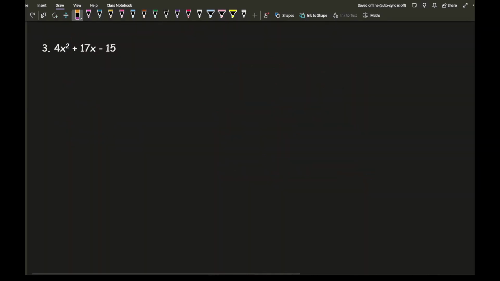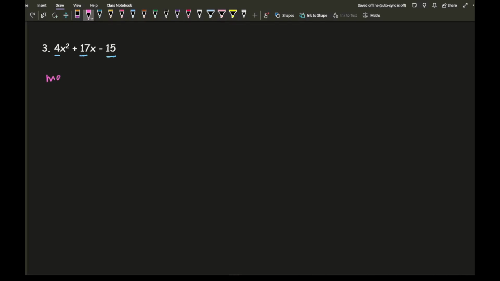So moving on to question 3, we want to factorise 4x squared plus 17x minus 15. Now a little reminder of what we mentioned at the start of the video is that we want to check to make sure first of all that there's no common factor between all our coefficients. So here there is no common factor between 4, 17 and 15. So what we then need to do is follow the steps.